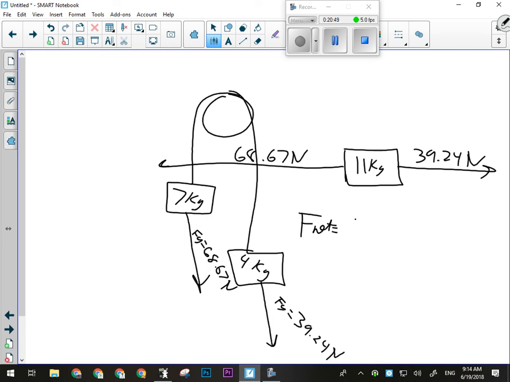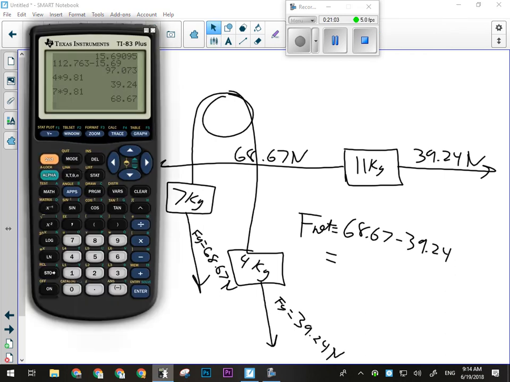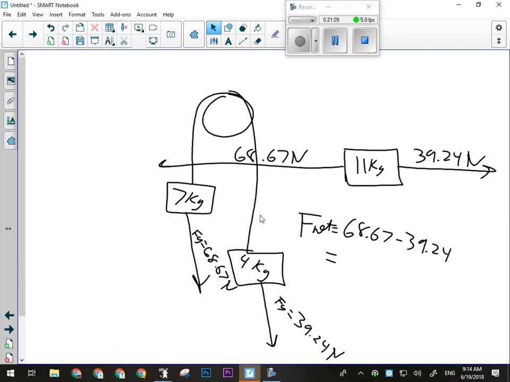That'll be 68.67 minus 39.24, which should give us 29 point, I forget, 43. Right? All right, so our net force is 29.43 newtons.